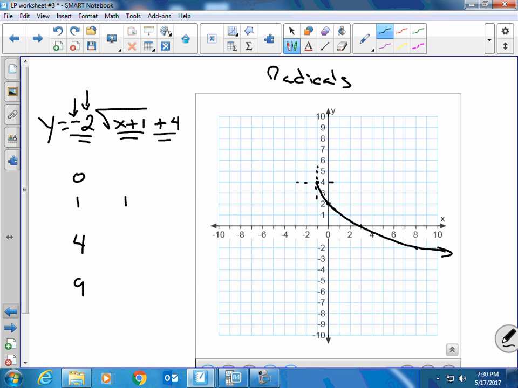Shifted, we should know these terms. Left 1, up 4, vertically stretched by a factor of 2, and reflected over the x-axis. This is a reflection. This is a vertical stretch.